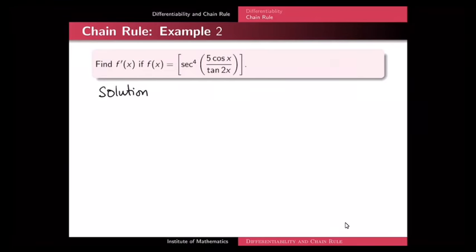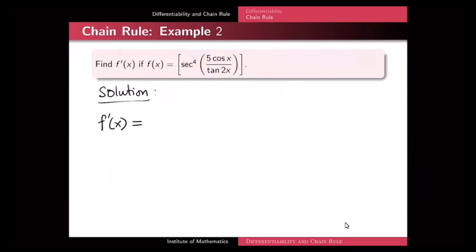Paano nag-work yung minention ko kanina? For example, in this f, you have to think of the outermost function. Okay, what is the outermost function of this f? Okay, so is it secant? Is it this quotient? Or is this this, or is that the power? Okay, so please take note that the outermost function here is the power.